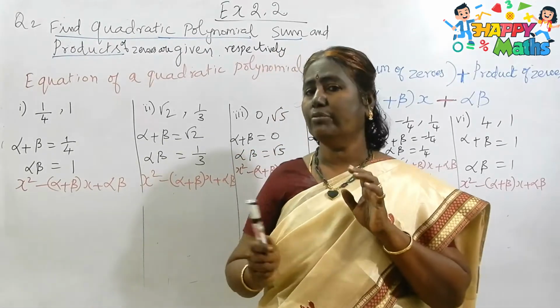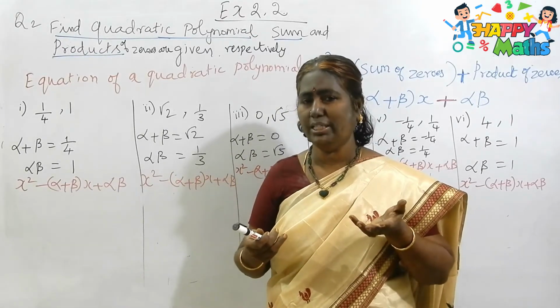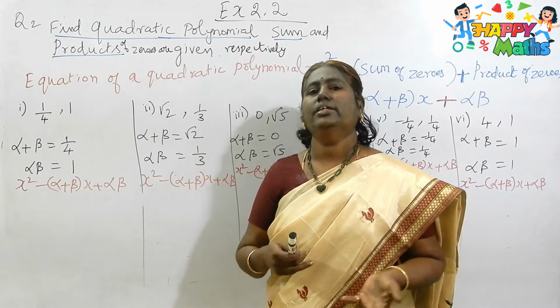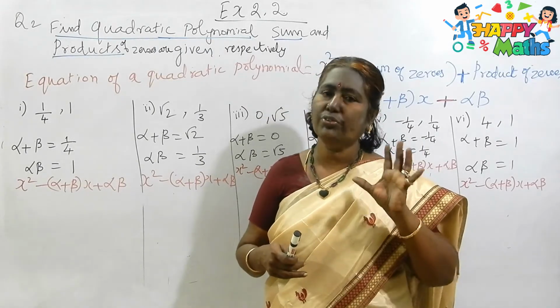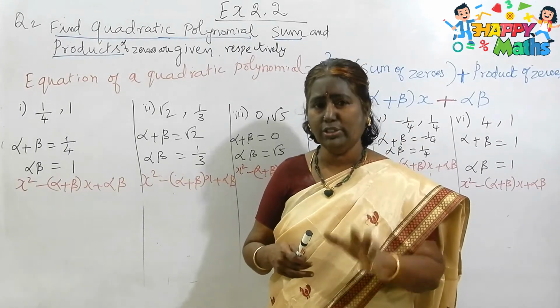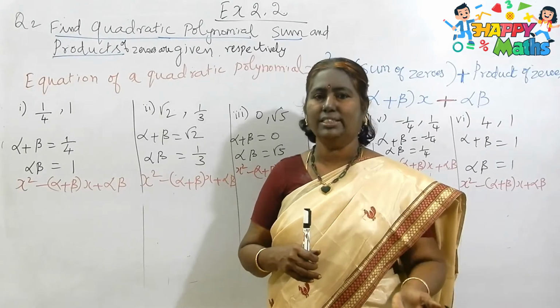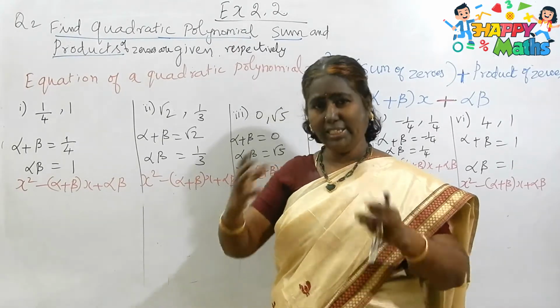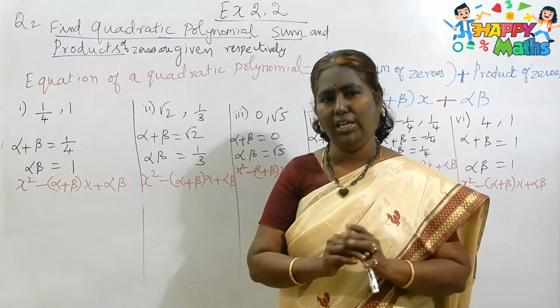See, in question number 1 in exercise 2.2, what we have learned, can you remember that one? In question number 1, they asked you to find out the zeros of a quadratic polynomial. So we found out the zeros of a polynomial. How did we find them? We factorized it, isn't it? We factorized the equation, and with the help of that, we found out the zeros of the equation.